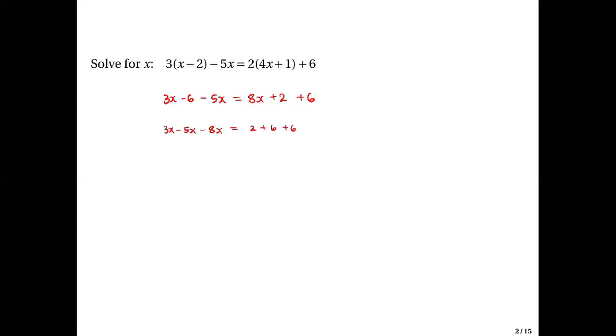So on the left-hand side, we will have minus 10x. On the right-hand side, we will have 14, which means that our x, this is negative 14 over 10, or this is equal to negative 7 over 5. Okay? So this is the solution to the linear equation. Okay?